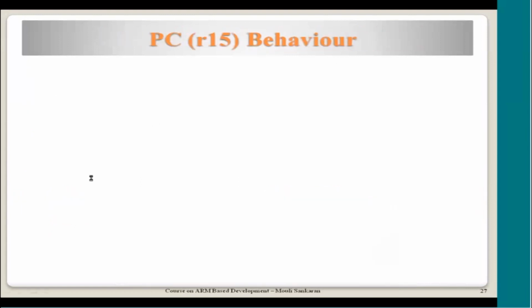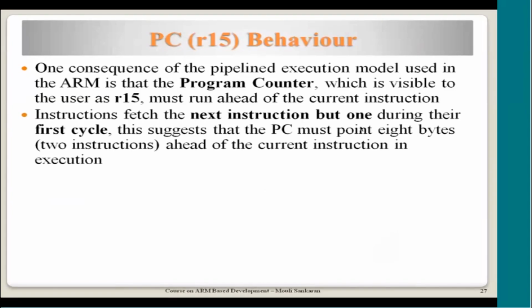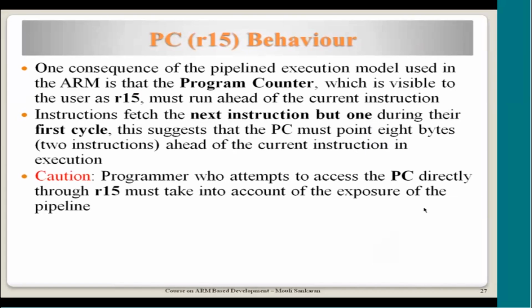So PC's behavior: one consequence of the pipeline execution is that the program counter, which is visible to the user as R15, must run ahead of the current instruction. How much is it ahead? Plus 8. Okay. So if the instruction which is getting executed is a single-cycle instruction, like add, when that instruction gets executed in the execution stage, the PC will be 2 stages ahead. This needs to be comprehended in your assembly program.